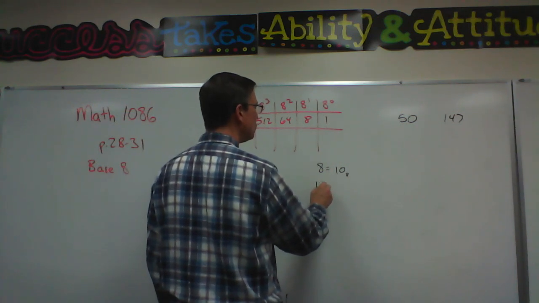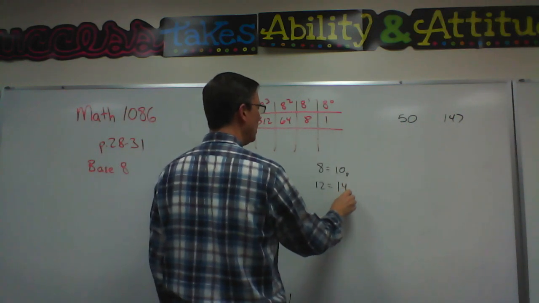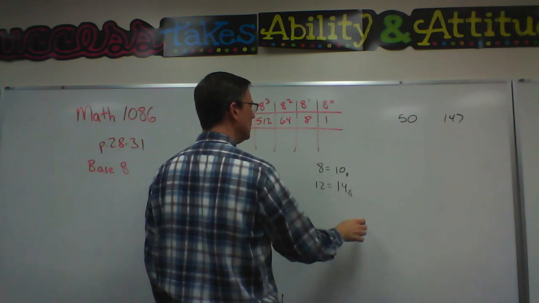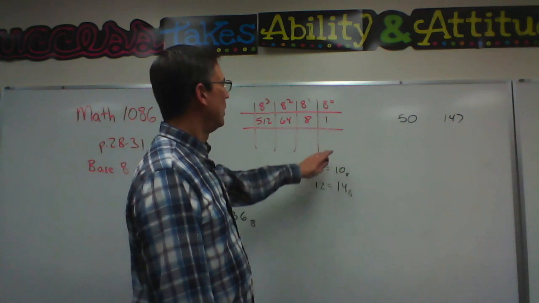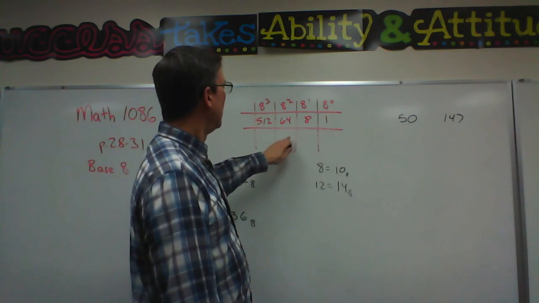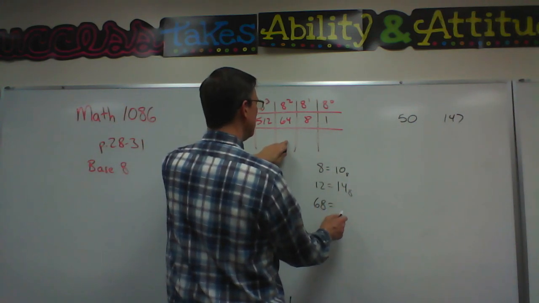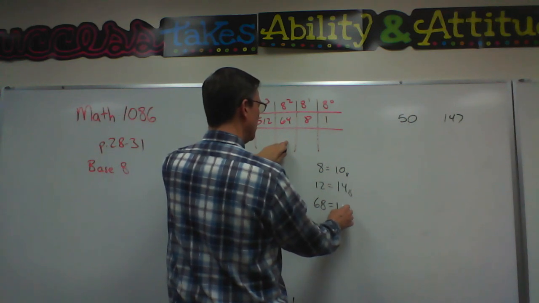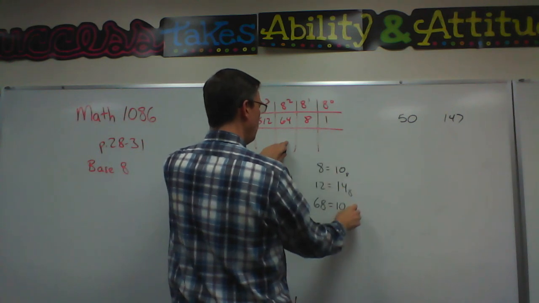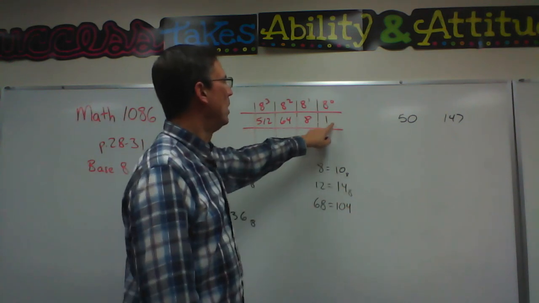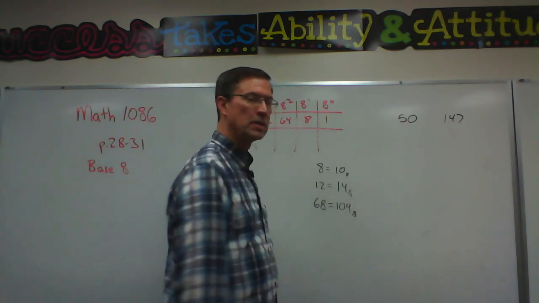Then let's say I do 12, okay? So that would be 1 eight plus 4 of the ones. So base 8, 8 plus 4 is 12. All right. Let's take the number 68 in standard numbers, okay? That would be 1 sixty-four, none of the 8s, okay? And then I would have 4 of the 1s, or the 8 to the 0 power, okay? And of course I should put the base 8 there so we know it's an octal number.